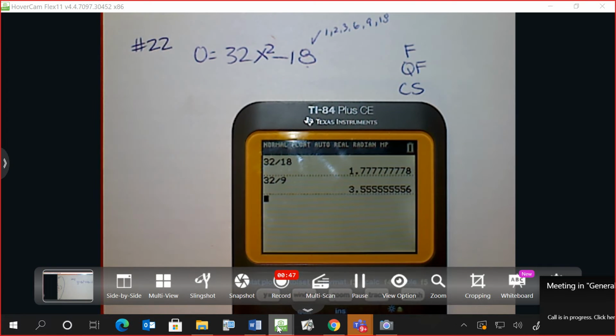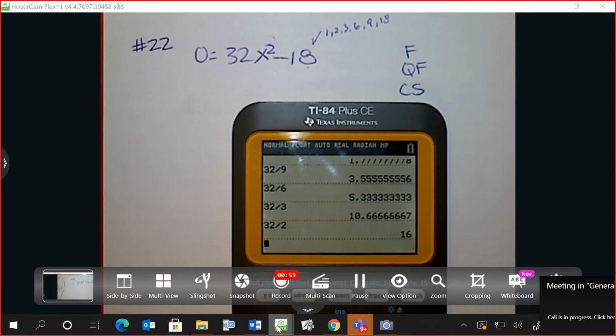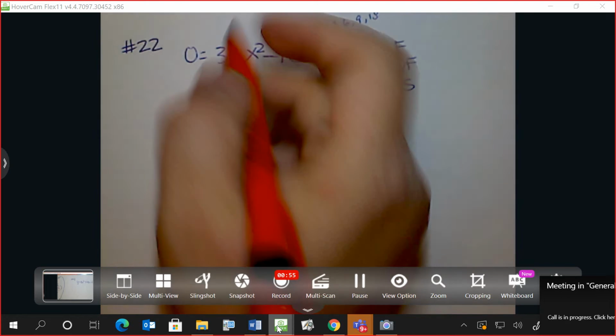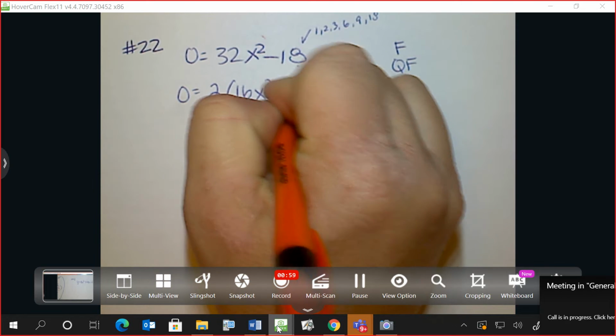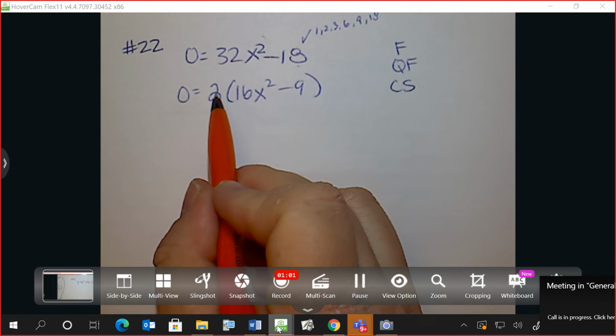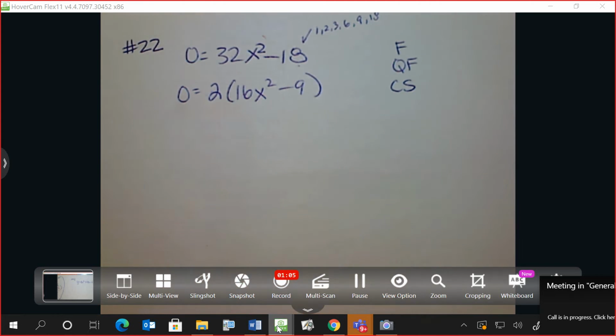Oh, that doesn't work. Let's try 6. That doesn't work. Next, I'm going to try 3. That doesn't work. And try 2. Oh, 2 works. 2 is the largest number I can factor out. So I factor out a 2, and I end up with 16x squared minus 9. I can verify I did it correctly by distributing.